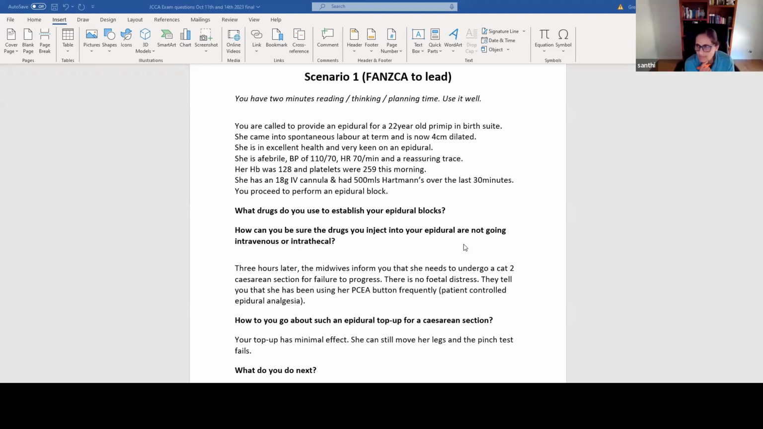Would you use anything in your drug combination to see whether it's intravascular? I know some people use adrenaline and see if there's a tachycardia. I find that tricky because a woman who's in labour contracting may also have a tachycardia, so I just find that it's not always a reliable way of determining intravascular, so I use my other techniques.